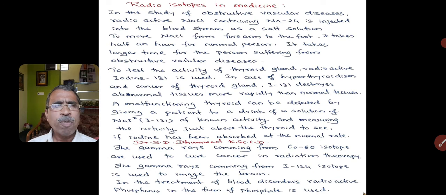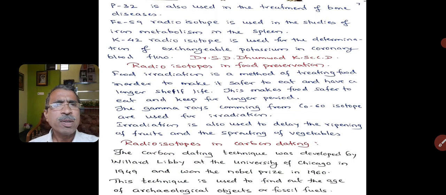In the treatment of blood disorders, radioactive phosphorus in the form of phosphate is used. Phosphorus 32 is also used in the treatment of bone diseases. Iron 59 radioisotope is used in the study of iron metabolism in the spleen. Potassium 42 radioisotope is used for the determination of exchangeable potassium in coronary blood flows.